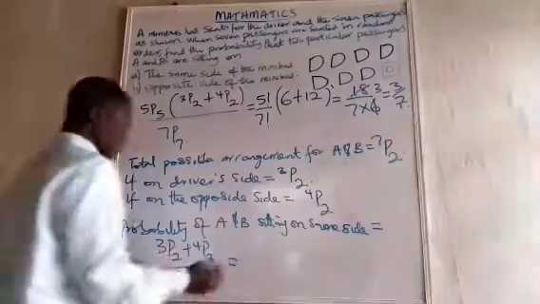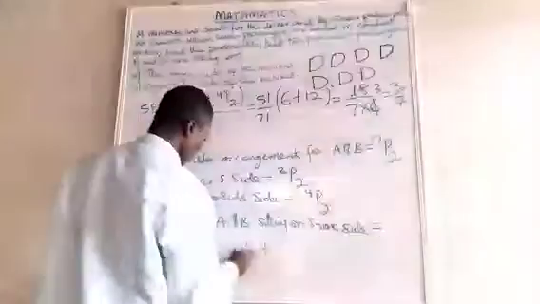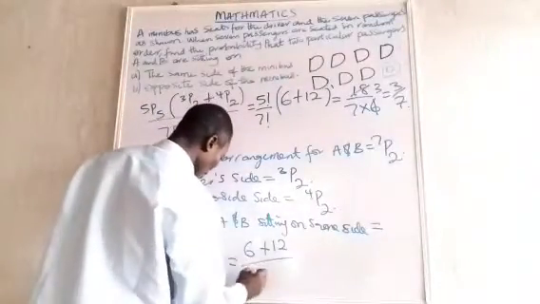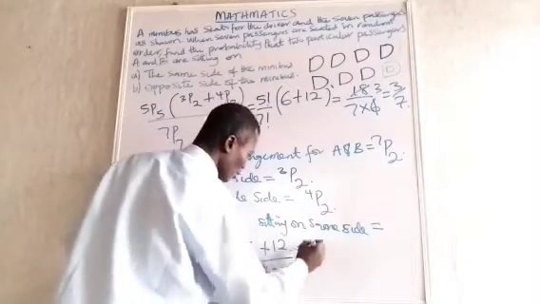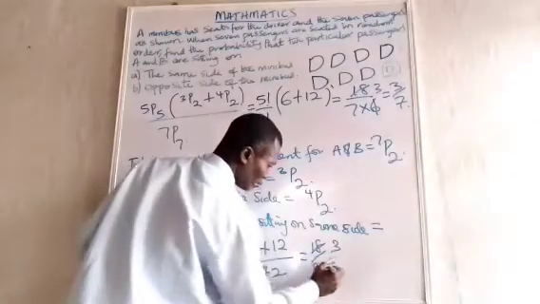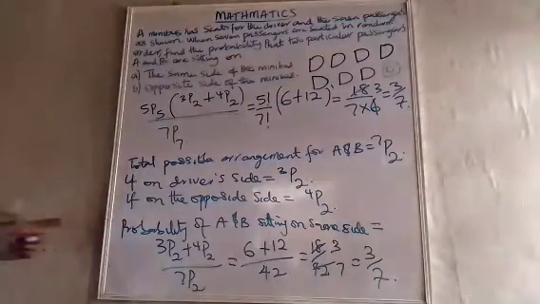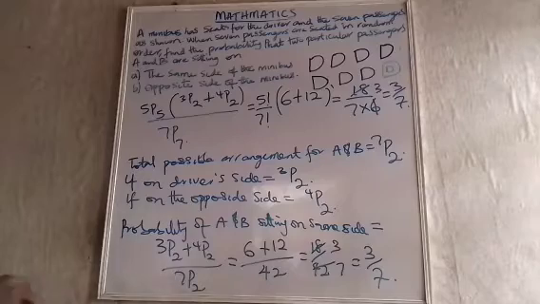And this is 3 times 2, and that's going to be 6 plus 12 over 7 times 6. That's 42, which is 18 over 42. 6 times 3, 6 times 7. So 3 over 7. So you can see, they gave us the same answers. Now let's go to the B part.